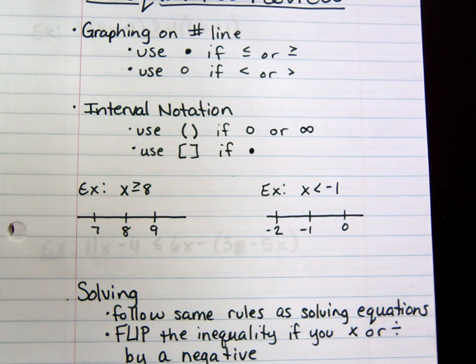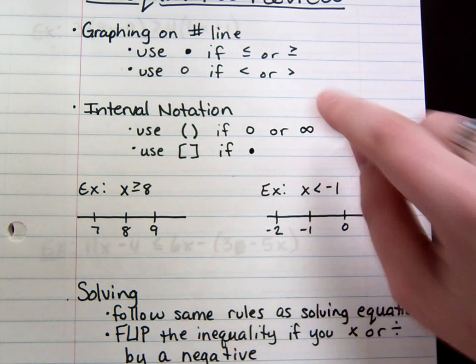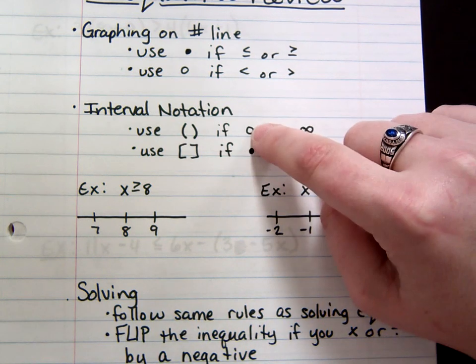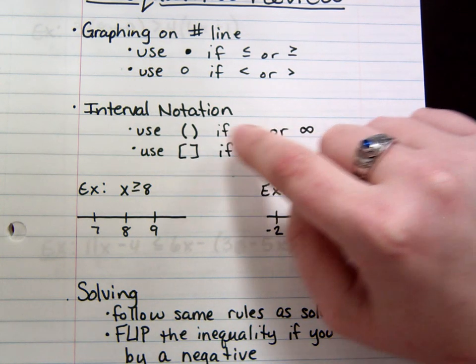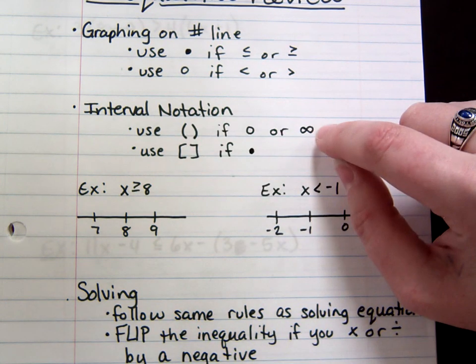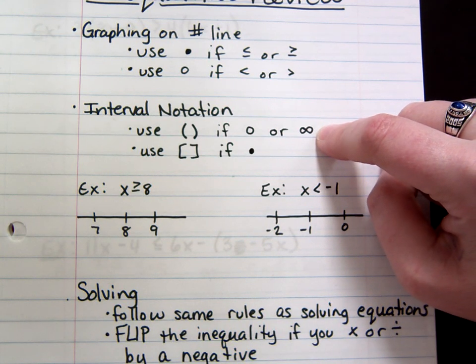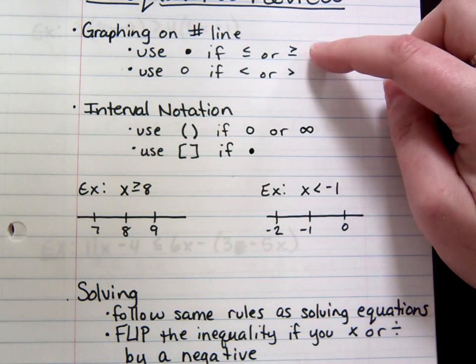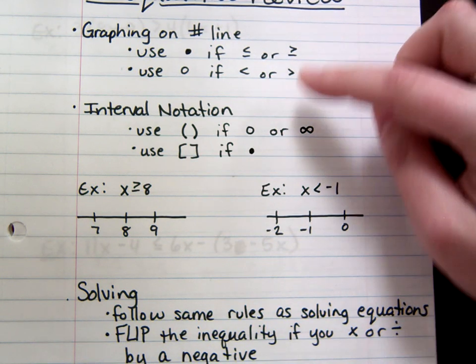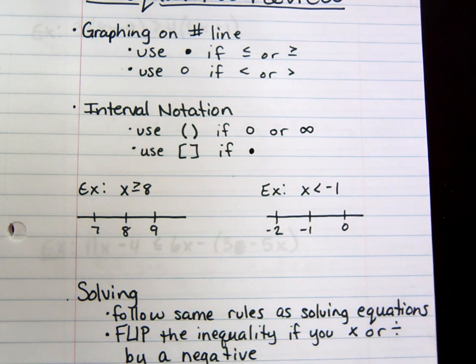Interval notation, if you have less than or greater than, that's the open circle, you're going to use a parentheses for that value. You also use a parentheses if it goes to infinity. If your dot was closed, meaning it could be equal to that number, you used a bracket.